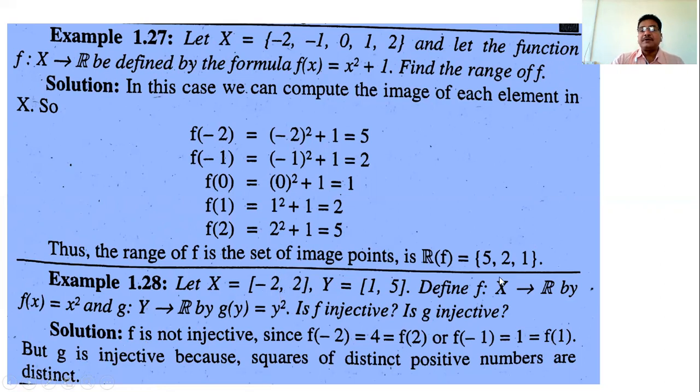And this is the domain of the function. In the previous example, the domain of the function is x, but x contains only 5 elements. But in this example, what is the domain? The domain is the closed set [-2, 2]. And how many elements does this set contain? It contains -2, 2, and all numbers lying between -2 and 2. That is, this set x contains infinitely many numbers. And y is this set [1, 5]. And the function f from x to R is defined by f(x) = x². And g is the function from y to R, another function.